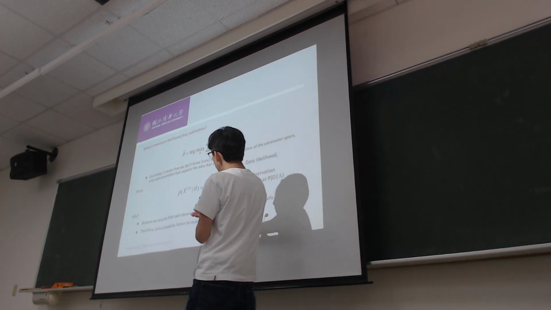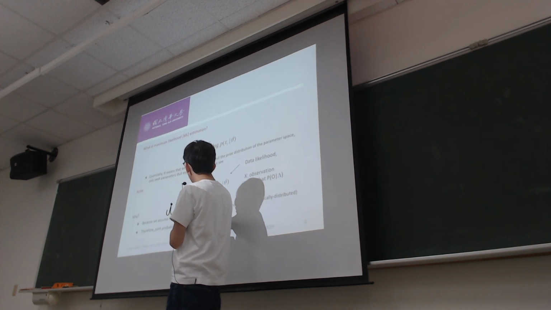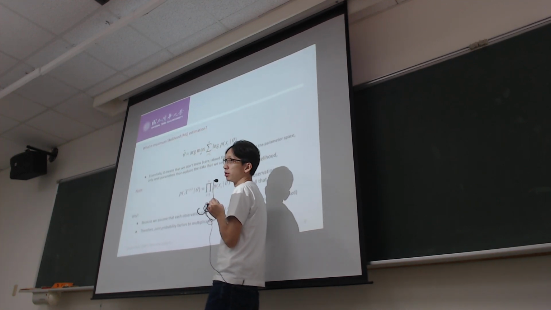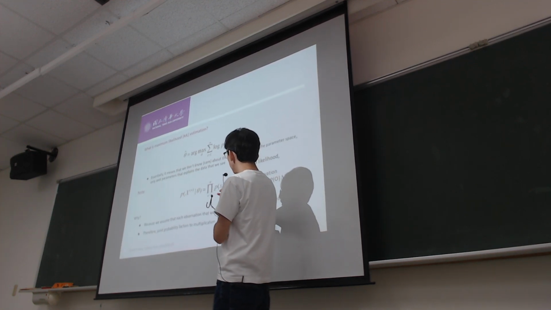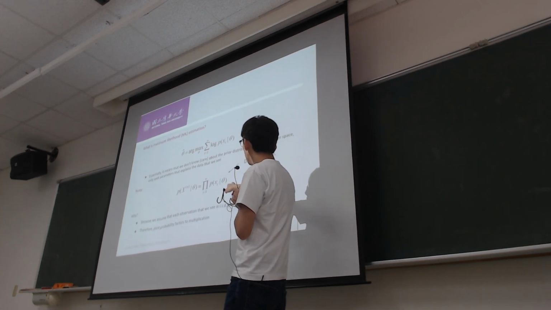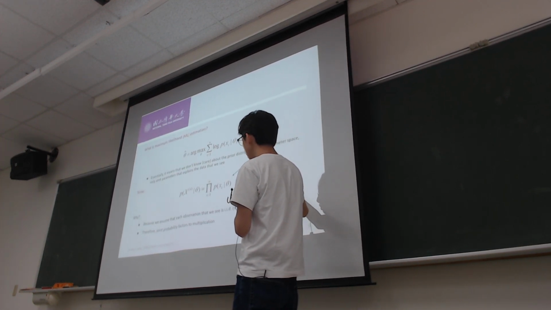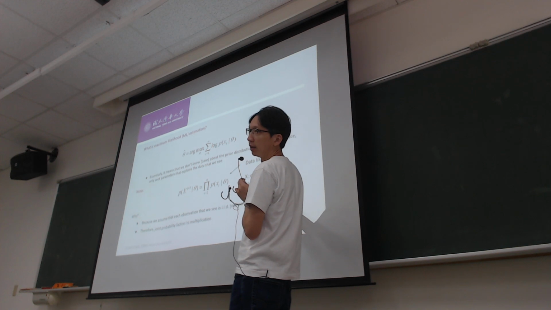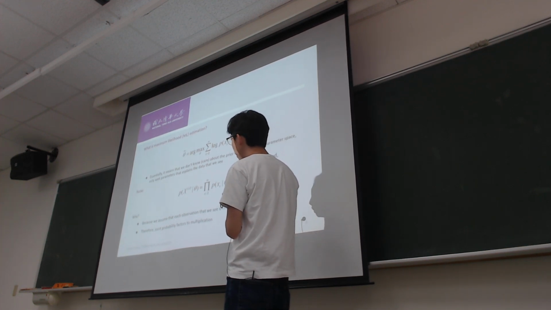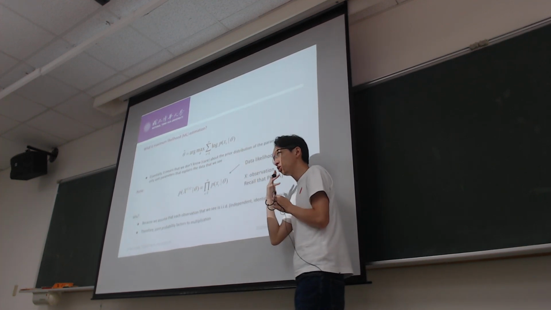So P of X given theta, we know it's a product over n samples because they're IID, P of Xi given theta. We call this the data likelihood. X is the observation. It's basically just P of O given theta, right? So it's the probability of the observation under a particular theta. So the intuition should be clear.